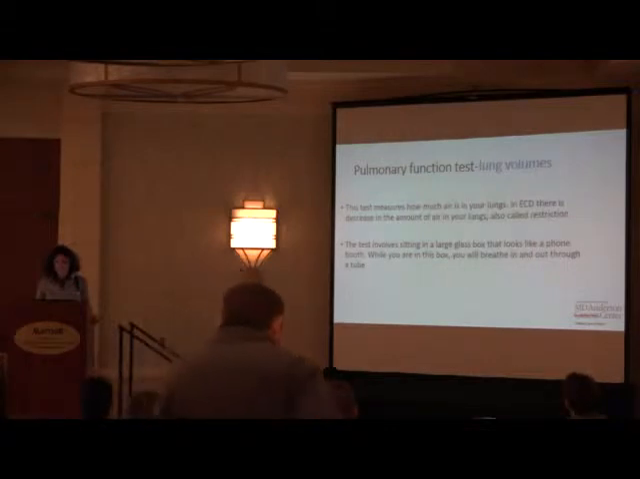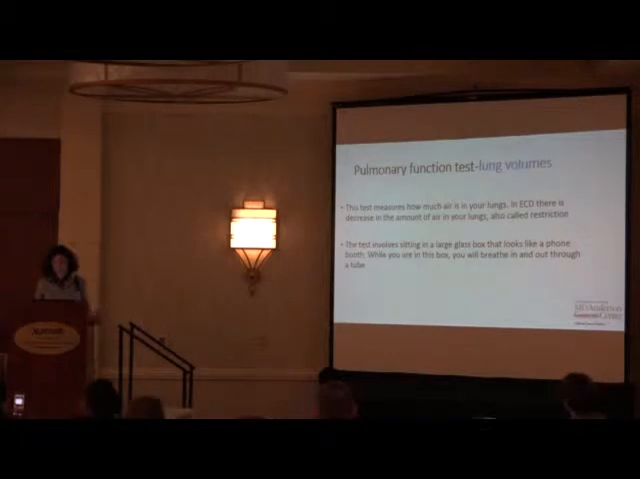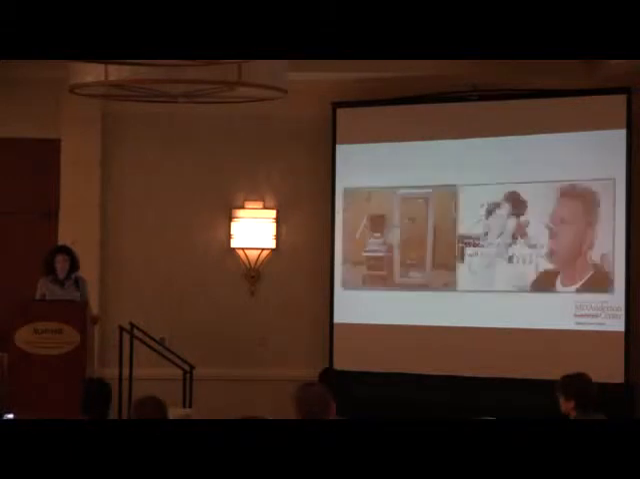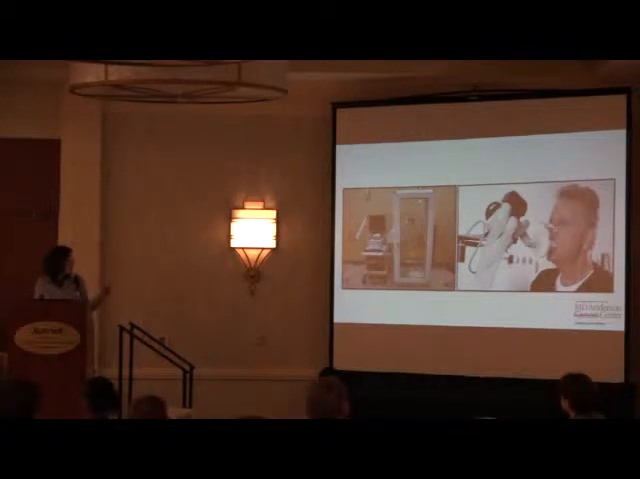Lung volumes, so this test measures how much air is in your lung. And as I mentioned earlier, in ECD, there is decreased amount of air because the lungs become stiffer because of the scar tissue, and this is called restriction. But the test involves sitting in a large glass box. It looks like a phone booth. And while you are in this box, you will breathe in and out through a tube. So this is pretty much how it looks. And again, you breathe in and out through a tube, and we get some numbers and tell you what those numbers mean.